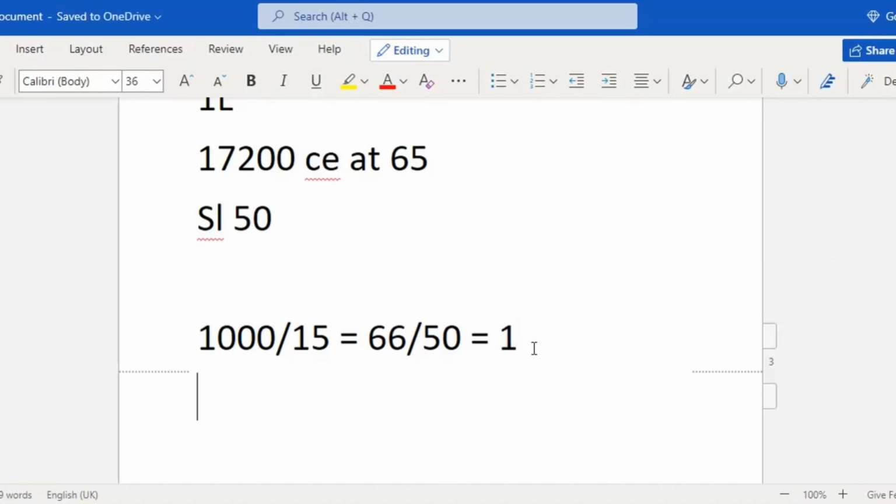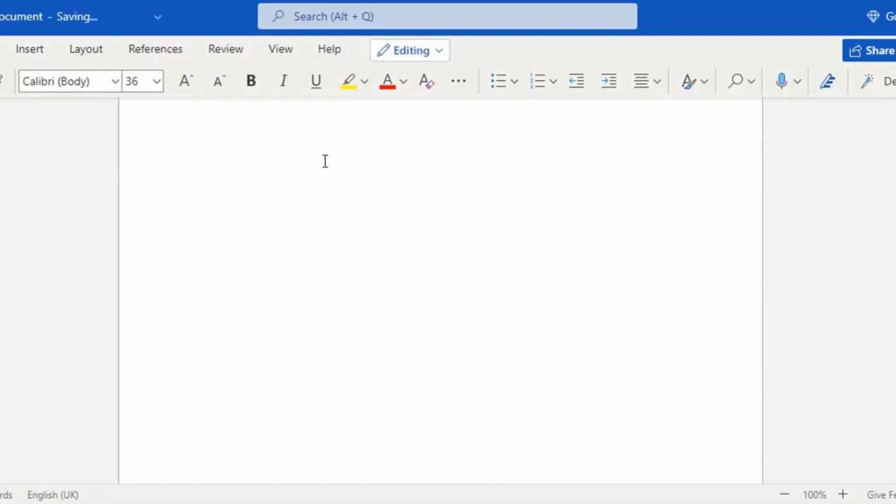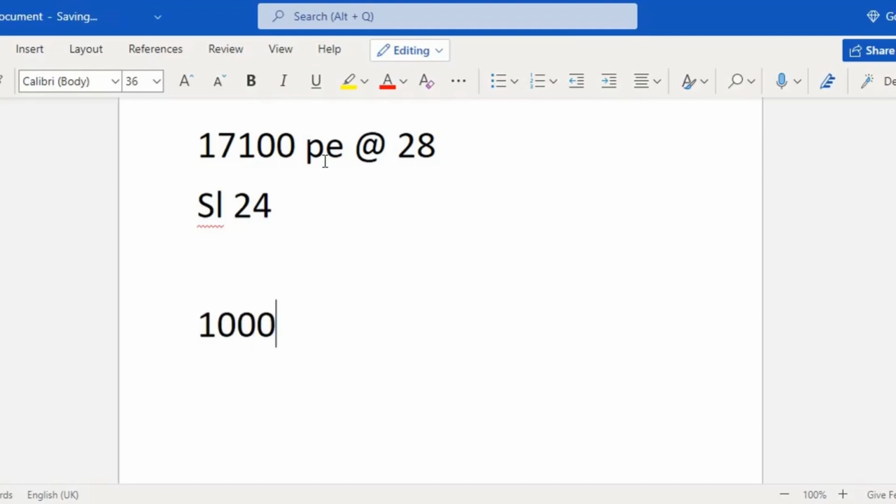Let's see another example on Nifty only. So let's say you want to buy 17,100 put at, let's say it's trading at 28 rupees. All right. Your stop loss is, let's say, 24 rupees. So how are we going to calculate? We are going to calculate 1000 divided by, what is our stop loss? Our stop loss is 4 rupees. So 1000 divided by 4.